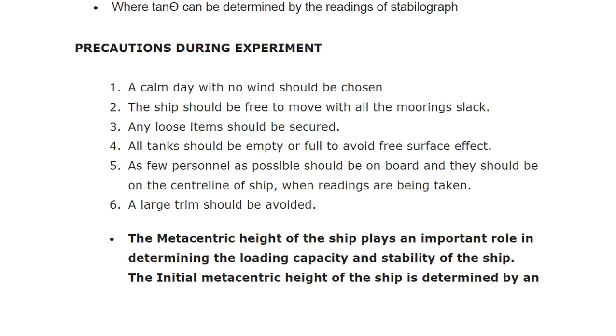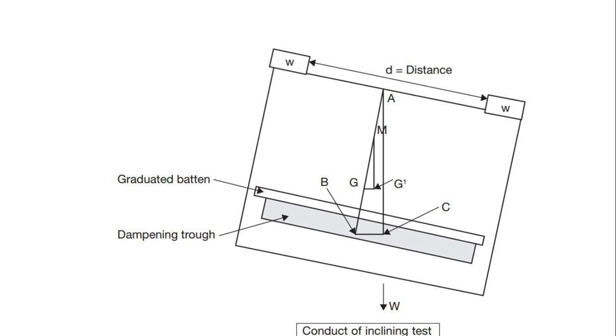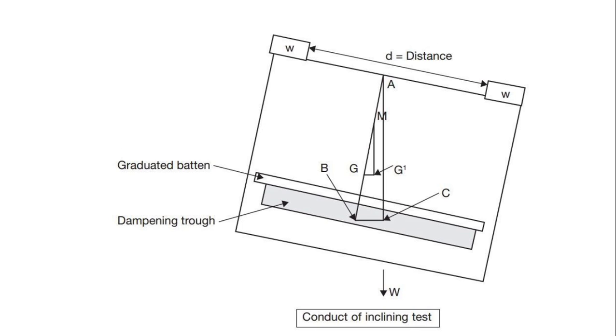The metacentric height of the ship plays an important role in determining the loading capacity and stability of the ship. The initial metacentric height of the ship is determined by an inclining experiment after the ship is completely built in the yard. This is very important from the exam point of view. You may be wondering, because this metacentric height will keep on changing and we can ascertain it at any point of time for particular dimensions and a particular calculation, why this inclining experiment? Because we are supposed to know the metacentric height at a particular condition, so that it can be taken as an ideal case. That is the reason why we are conducting this experiment. Thank you so much.